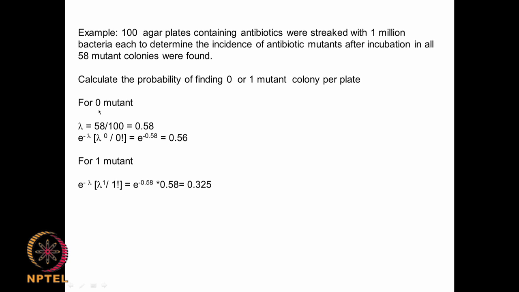If I want to see 0, then I put x as 0, so e to the power minus lambda, lambda raised to the power 0, over 0 factorial, that is 56%. If I want to see 1 mutant colony, I put e to the power minus lambda, lambda raised to the power 1, over 1 factorial, so that gives you 32.5%. Okay, so you can see it is very useful.